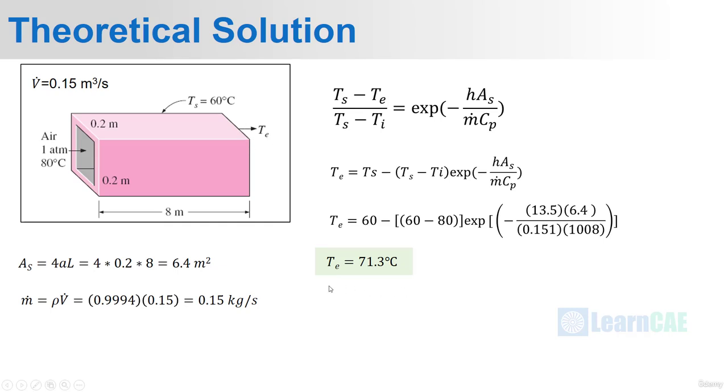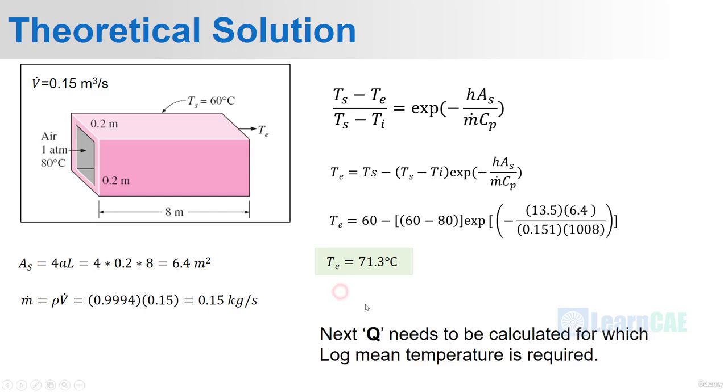We have found out one parameter, that is exit temperature Te. Next we have to find out the net rate of heat transfer, that is either heat loss or gain. For Q to be calculated, we need log mean temperature. We shall quickly see what is meant by log mean temperature and try to solve Q based on this value.